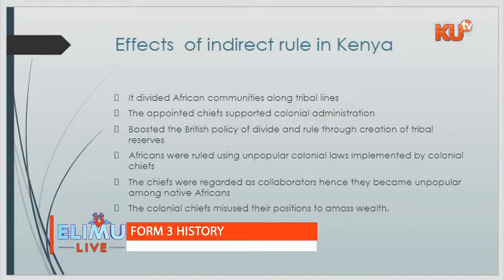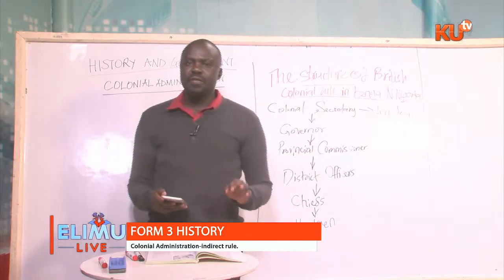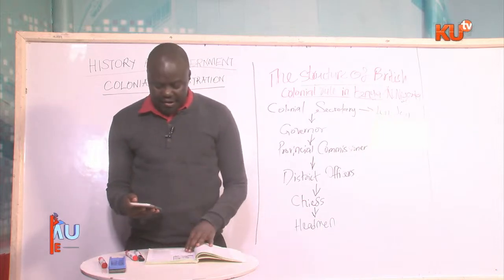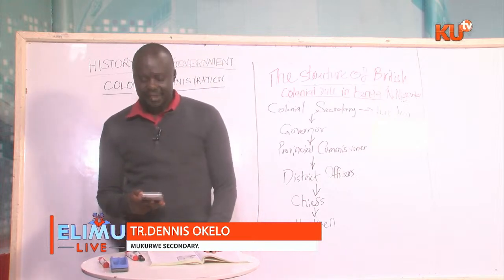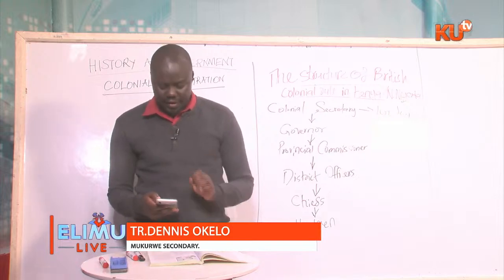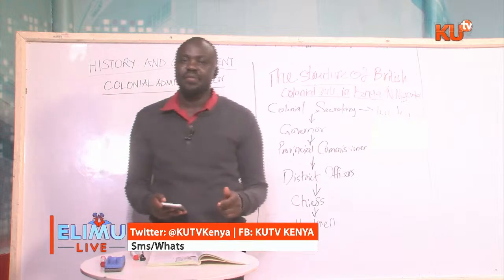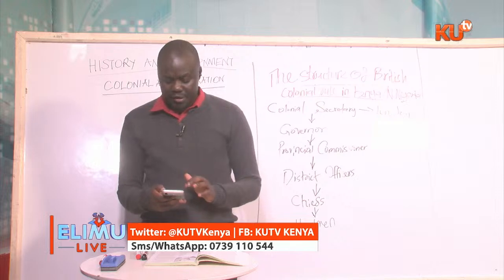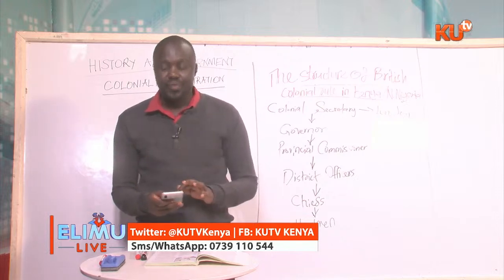Why? Because the British used something that is called divide and rule. So various tribal leaders were made to be the leaders of their various tribes. But then it pitted them against their neighboring communities. So to date, the existing tribal hatred or tribal strife that we experience in Kenya, because we were majorly a former British colony, can be traced back to the effects of the indirect rule in Kenya.